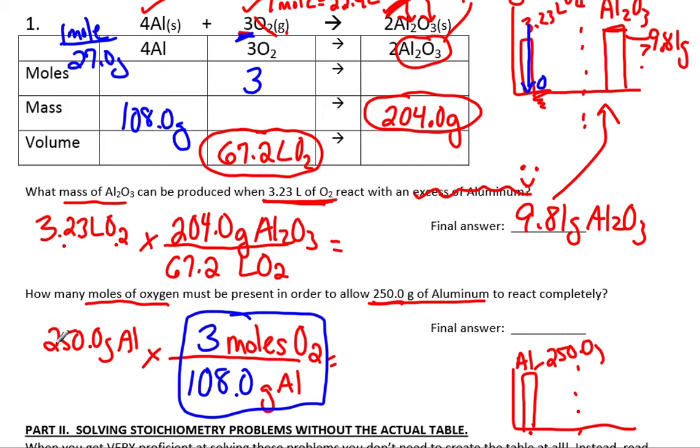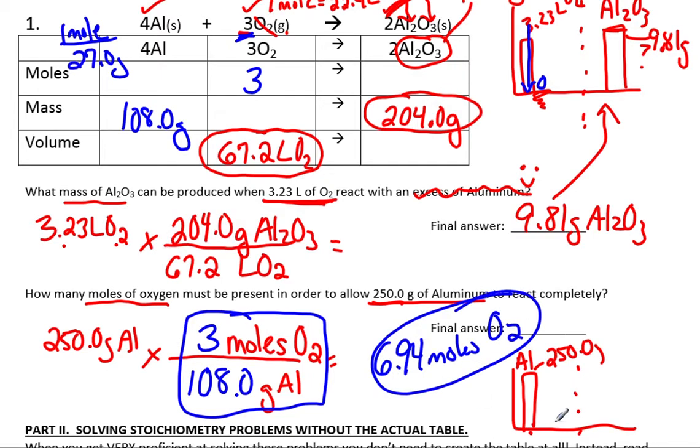I'm going to be using more than 108 grams, so I have to figure out what the equivalent is, and I use that same ratio. So 250 times 3 divided by 108, final answer is about 6.94 moles of oxygen. So I would need 6.94. This is a different unit here because we got moles. I need almost 7 moles of oxygen.